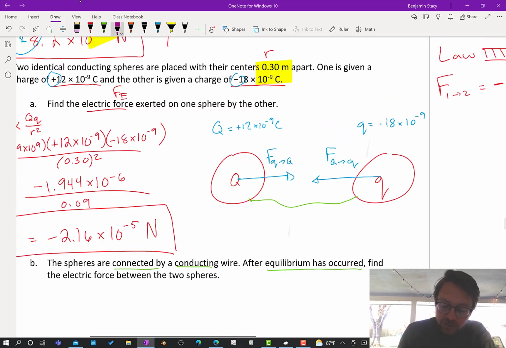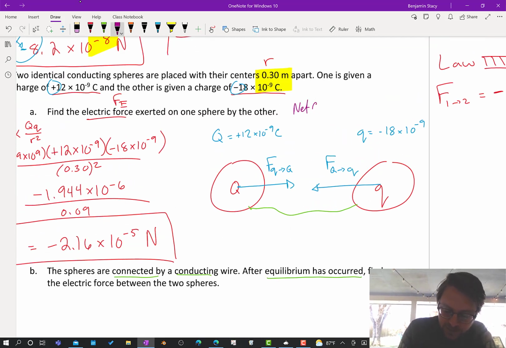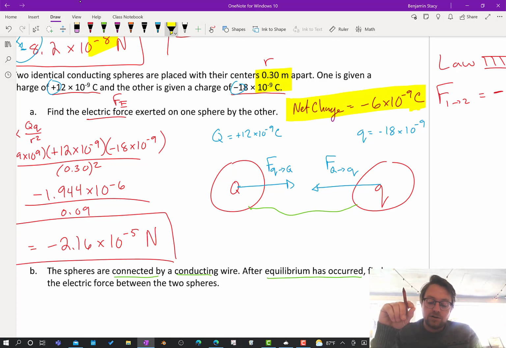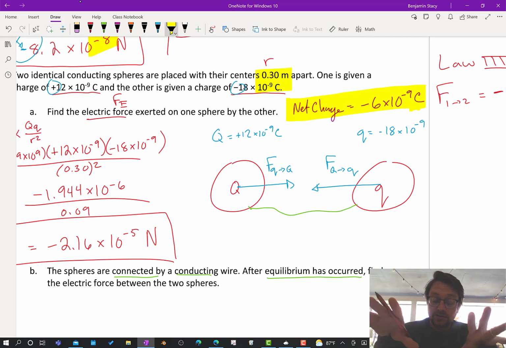Look at the net charge before. Up top, I just add these together, plus 12 and minus 18, so my net charge is minus 6 times 10 to the minus 9 coulombs. It's really important to be able to identify the net or total charge right there. It's the same in the interactive charging. I recommended that you look at the total amount of charge that you have in that interactive, because you needed to then adjust how much each conductor had. But you add them both together to get the total amount of charge.